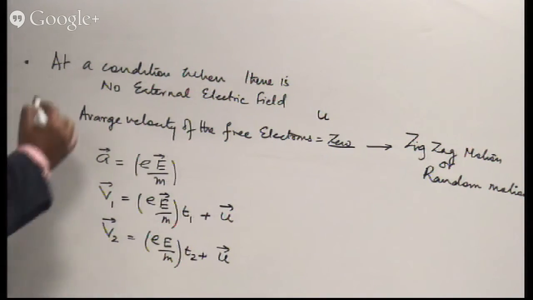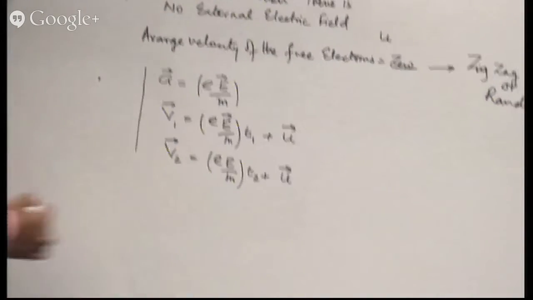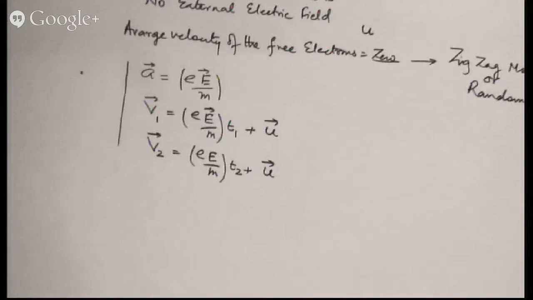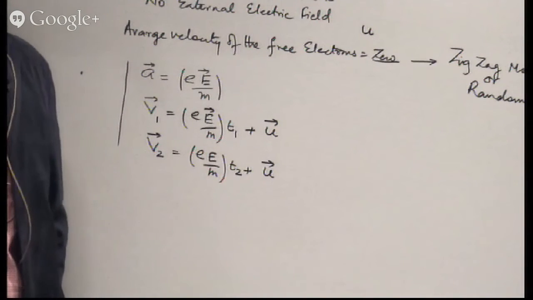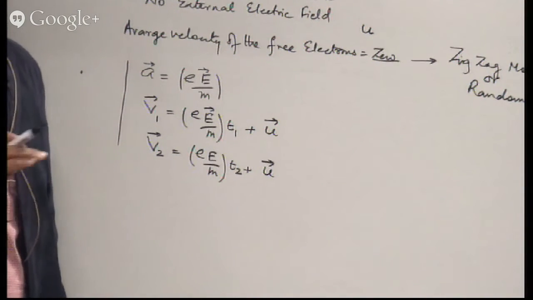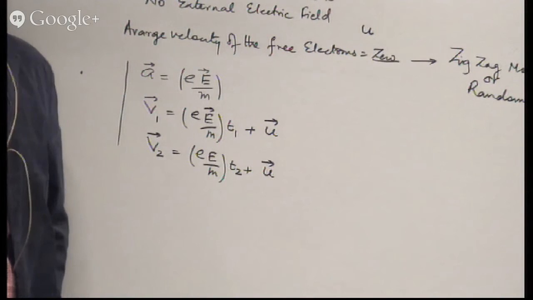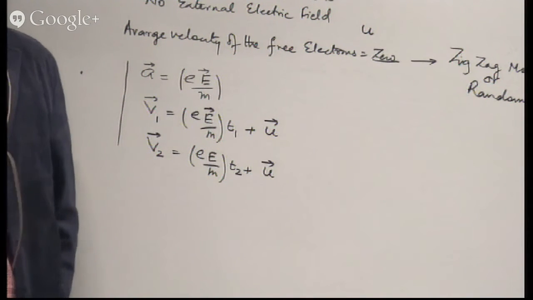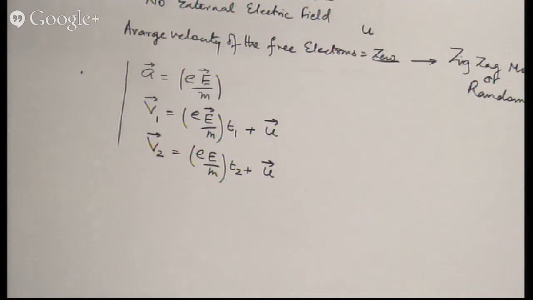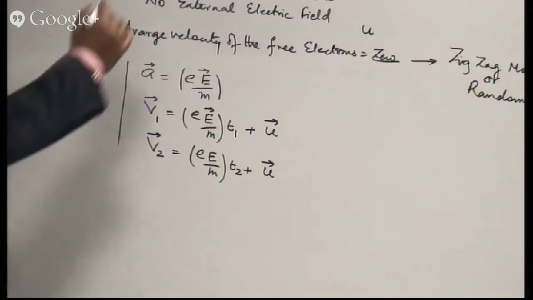Now, once we know that the number of electrons is very, very large, instead of tracking one electron, we will talk about electrons as a whole. So whenever you do that, you talk about a term called average velocity. So what is average velocity equal to?